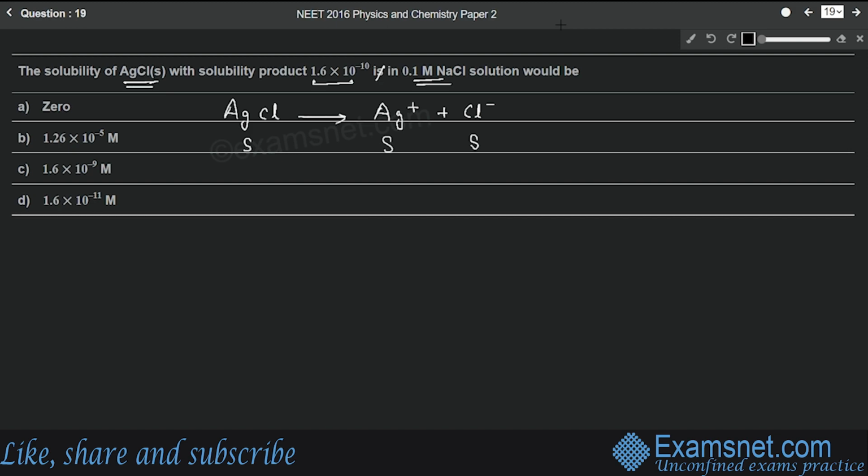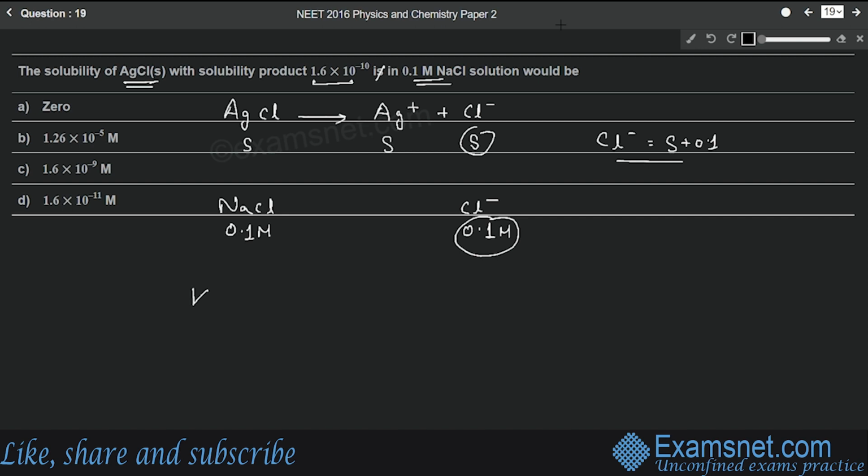Okay. Now we have NaCl also here. It will also dissociate into Na plus and Cl minus. That means Cl minus ion is common. Okay. So here it is given that there are 0.1 molar NaCl. That means Cl minus from this will also be 0.1 molar. Okay. So the total concentration of chloride ion will become S plus 0.1. Okay, S here and 0.1 here. Okay, so this is the total concentration of chloride ion.